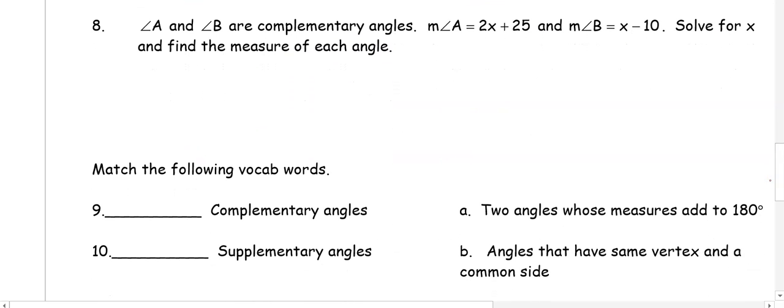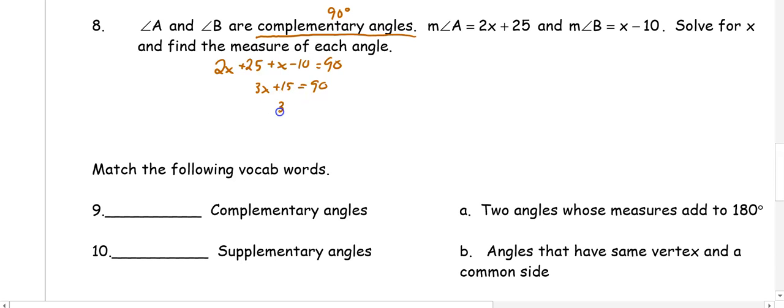Number 8, angle A and angle B are complementary angles. So remember that complementary angles mean that together they are 90 degrees. Angle A is 2x plus 25 and angle B is x minus 10. Solve for x and find the measure of each angle. So we would have 2x plus 25 plus x minus 10 is equal to 90. So we get 3x plus 15 is equal to 90.